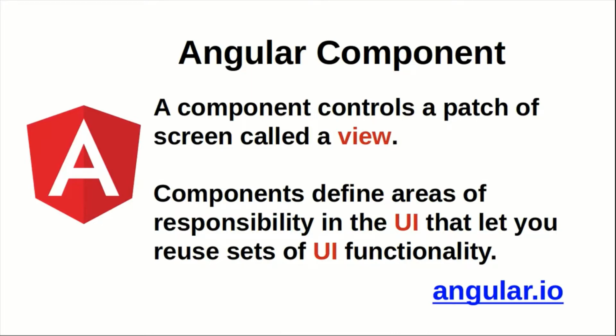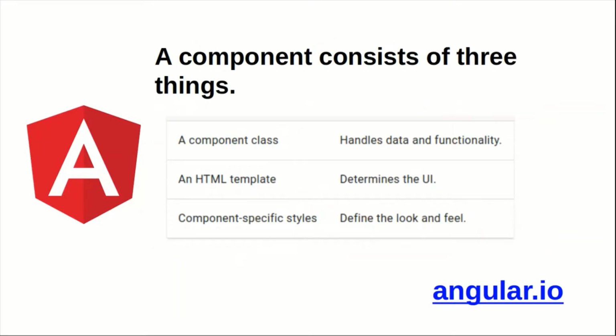Now we are going to learn about Angular components. A component controls a patch of the screen called a view. Components define areas of responsibility in the user interface that let you reuse sets of UI functionality. A component consists of three things: a component class that handles data and functionality, an HTML template that determines the UI, and component-specific styles that define the look and feel.